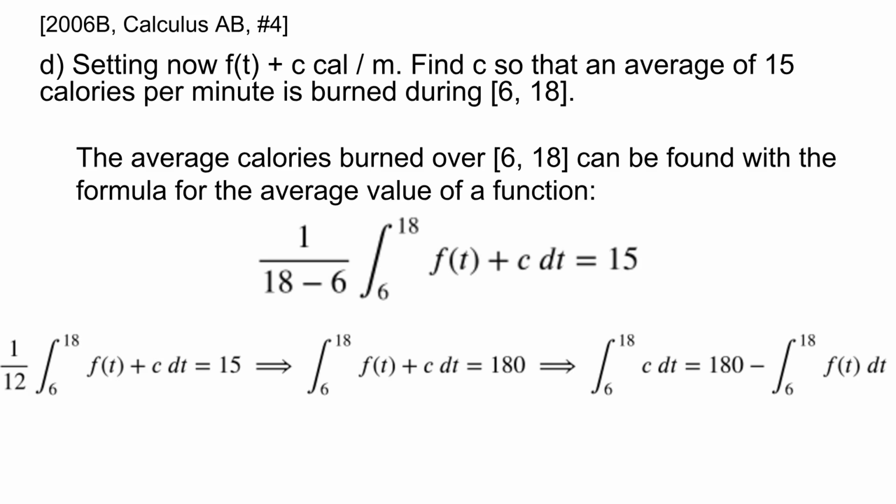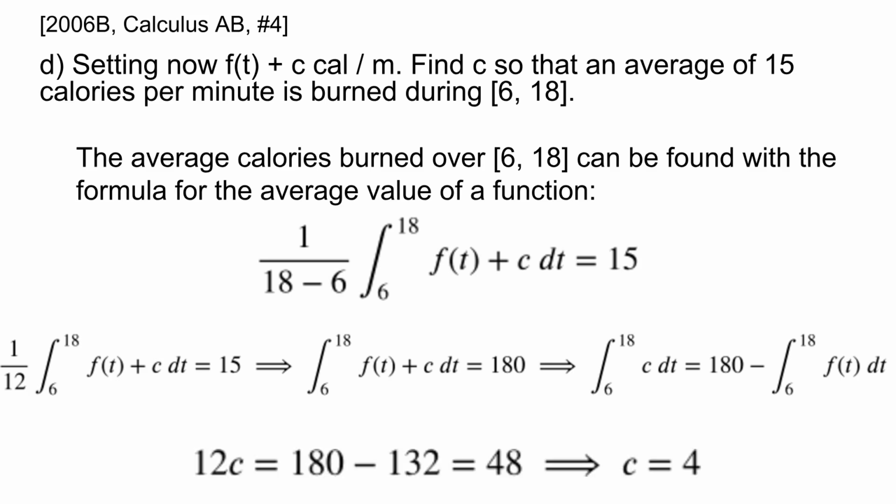And that implies that the integral from 6 to 18 of c dt will be 180 minus the integral from 6 to 18 of f of t dt. So we get the equation 12c equals 180 minus 132. Recall we got the 132 in a previous part of this question. 180 minus 132 is 48, so we get the equation 12c equals 48, and therefore c is equal to 4.